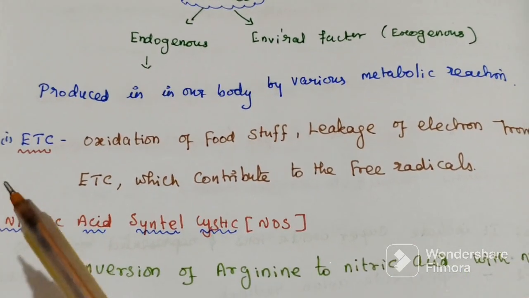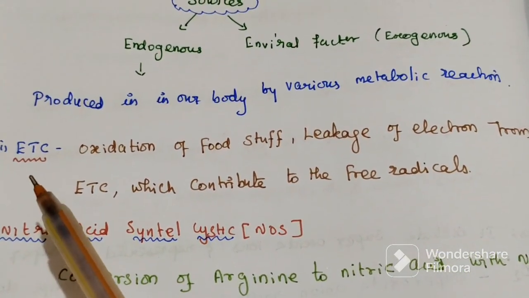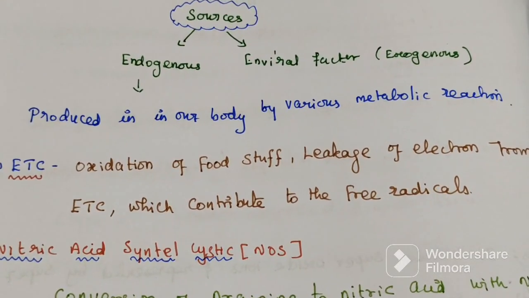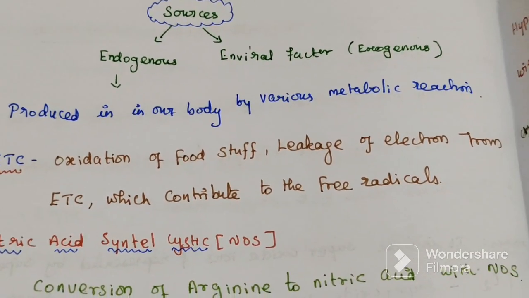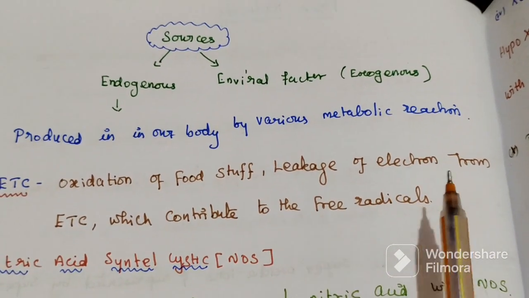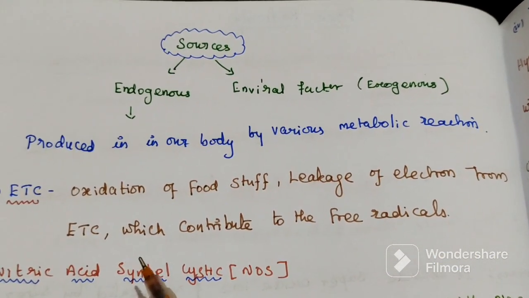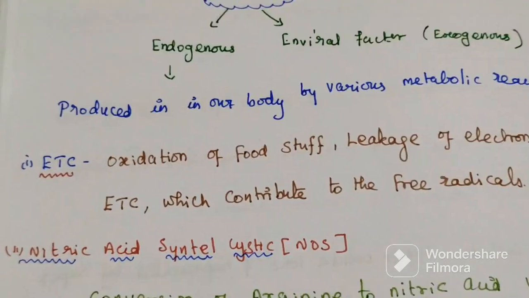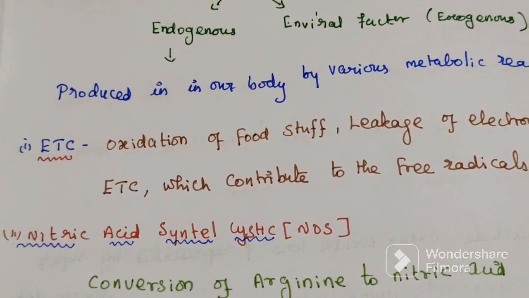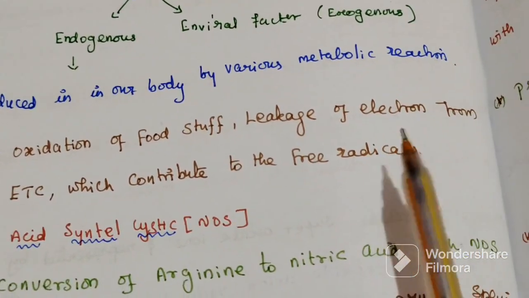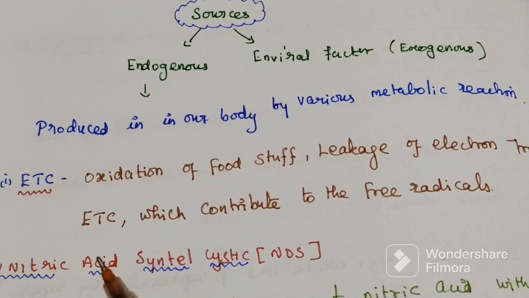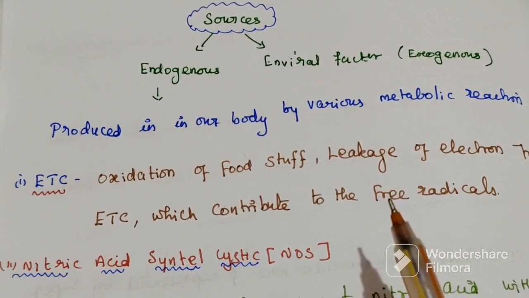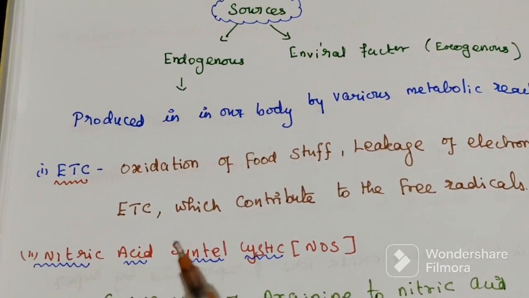Important reactions: first one is through the electron transport chain. During oxidation of foodstuff, there is leakage of electrons from the electron transport chain which contributes to the free radicals. This is an important source.